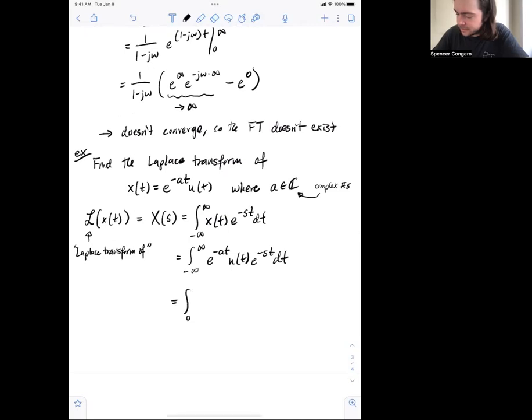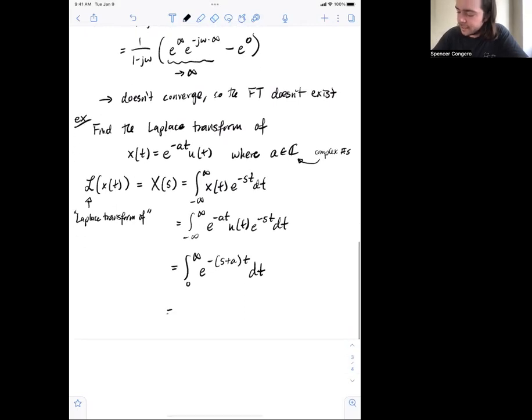Okay, so now this is the integral from 0 to infinity of e to the what? We have negative (s plus a) t dt, where I plugged in the 0 because the unit step function is 0 when t is negative. Okay, so now what can I do? I can take this integral, so 1 over negative (s plus a), times e to the negative (s plus a) t from 0 to infinity.